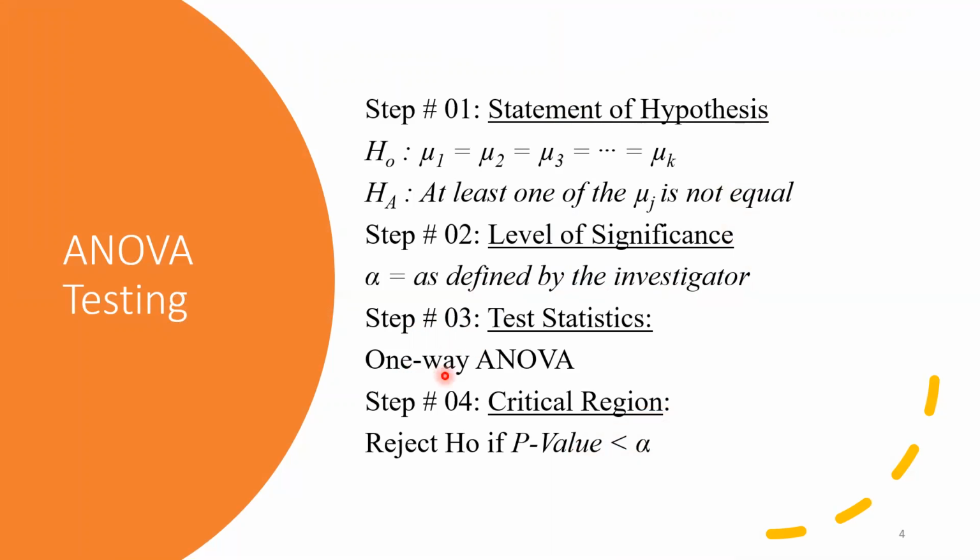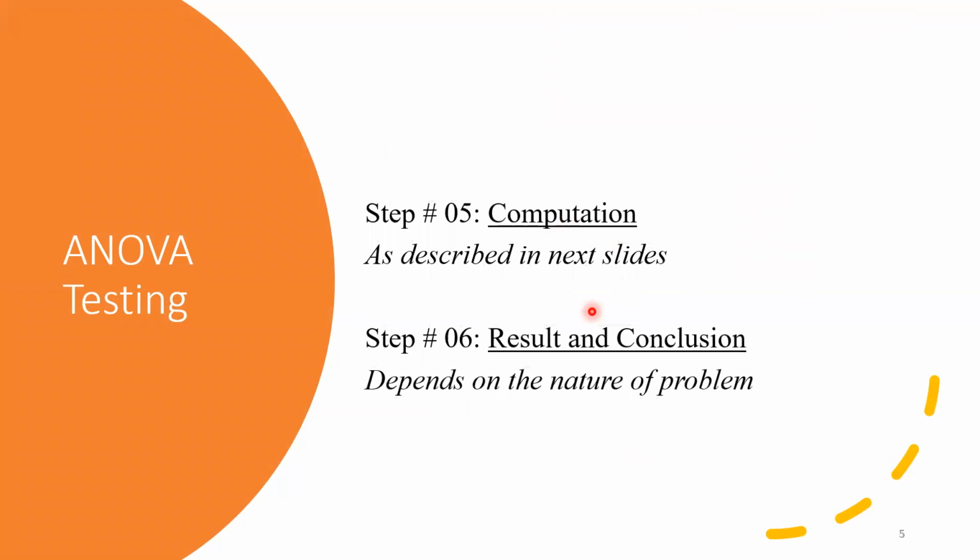For the test statistic this time we use one-way ANOVA, because we are comparing several means of our outcome variable, provided that the assumption of normality is fulfilled. Then we have the critical region, which is nothing but the rejection region. We will reject the null hypothesis that all the means are equal if the p-value which we obtain from the data is less than or equal to alpha. Computation is described in the next slide, and the result conclusion depends on the nature of the problem.